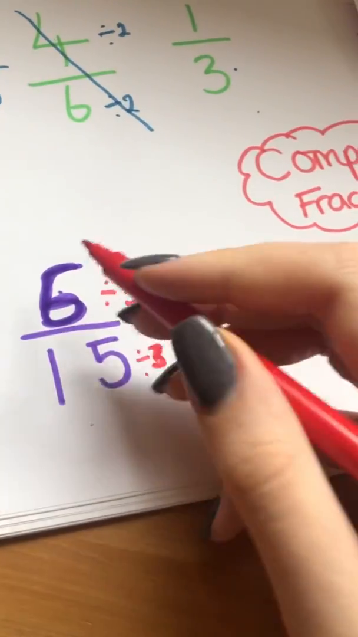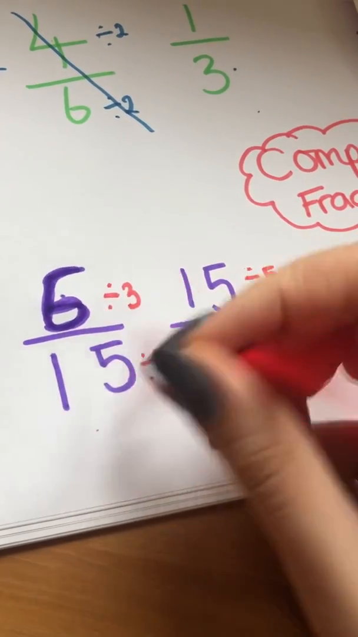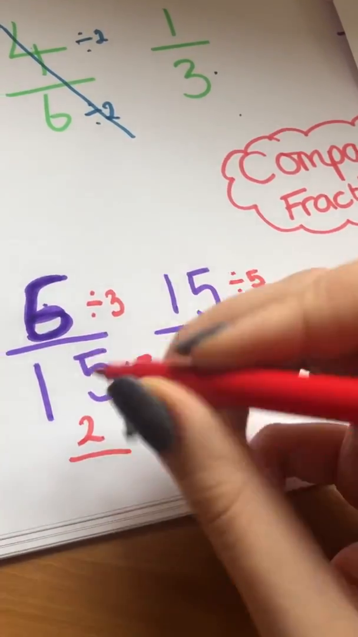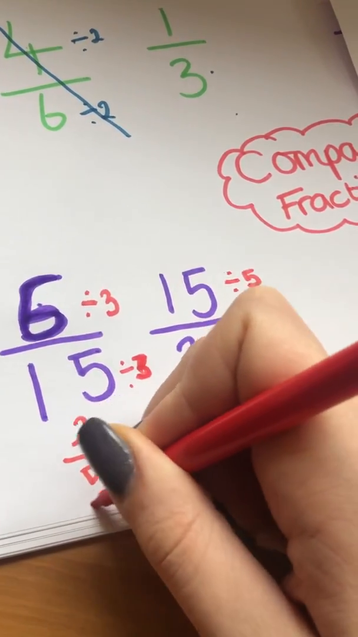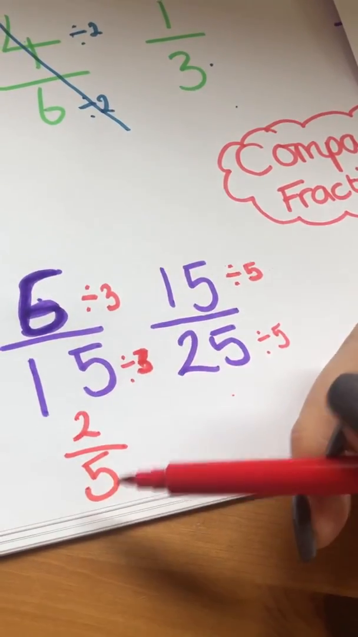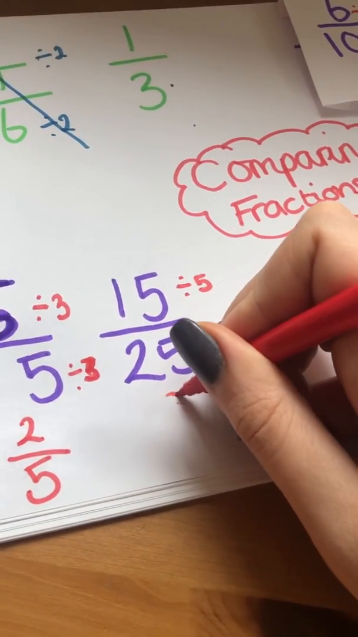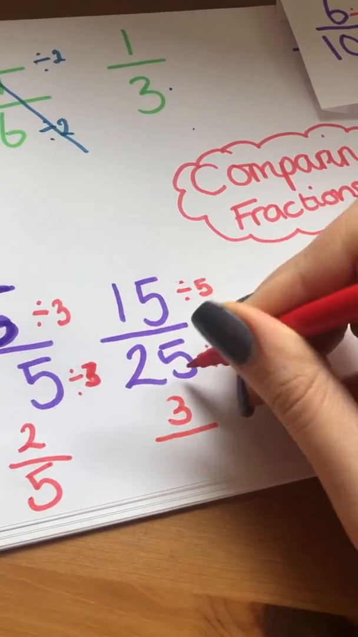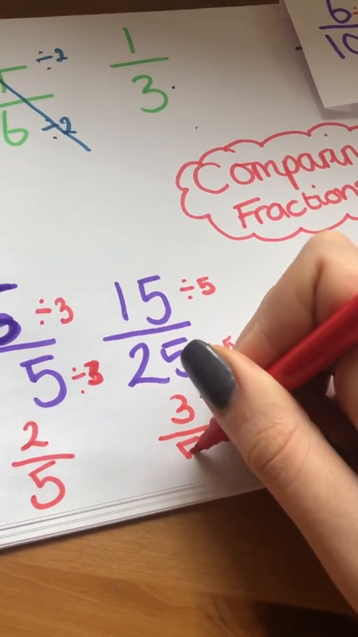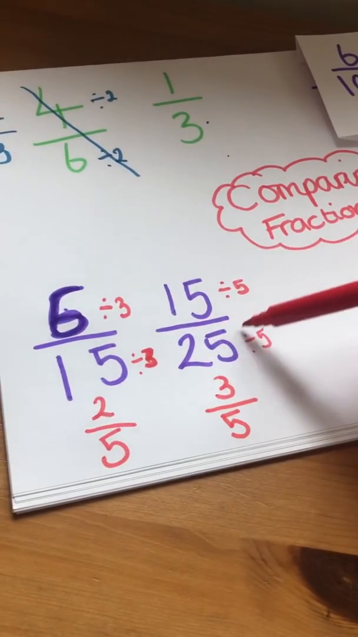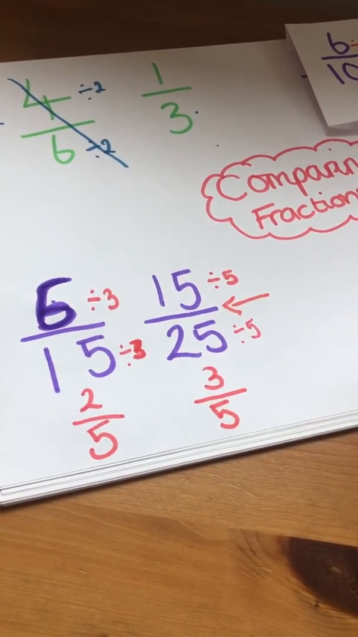So I look at this first fraction. 6 divided by 3 gives me 2. 15 divided by 3 gives me 5. So I've converted that into 5. This side now, 15 divided by 5 gives me 3. 25 divided by 5 gives me 5. Therefore, I can see that actually this one is the bigger fraction.